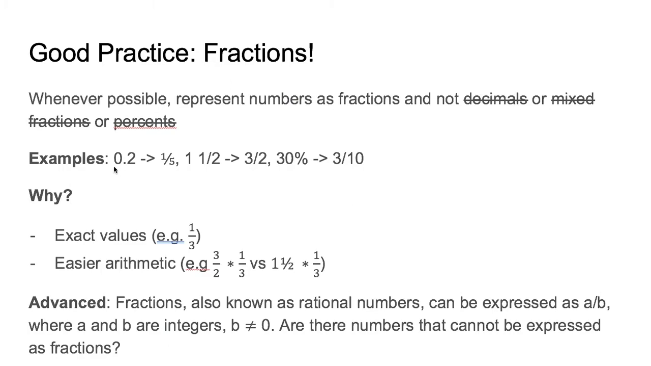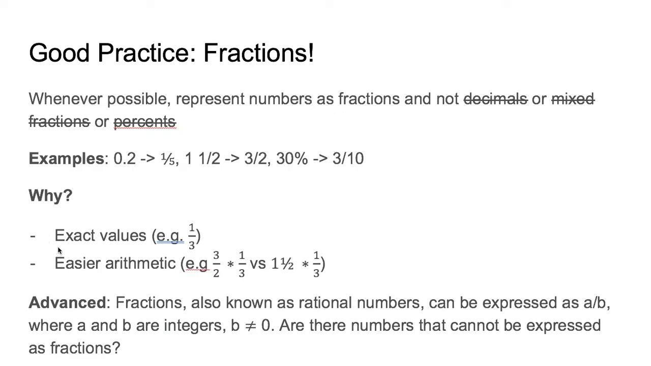Let's take a look at some examples. So for example, if I have 0.2 as a decimal, I should rewrite that as 1/5. If I have 1 1/2 as a mixed fraction, I should rewrite that as 3/2. And if I have 30%, I should rewrite that as 3/10. Now, why would we do the extra work to convert everything into fractions? Well, here are two reasons why.